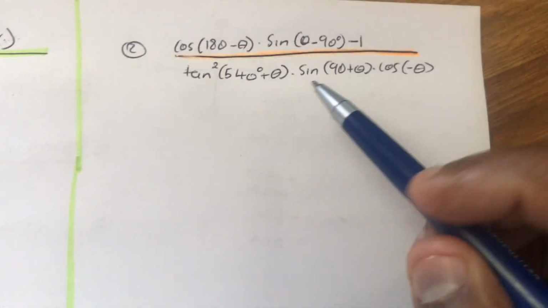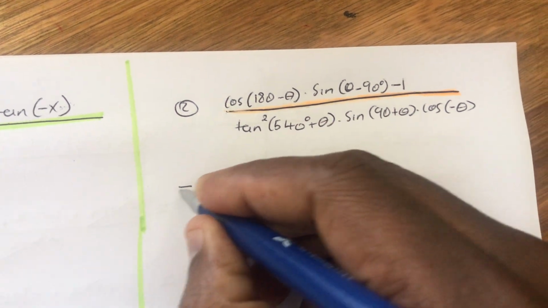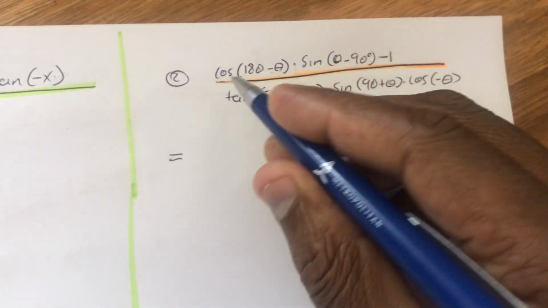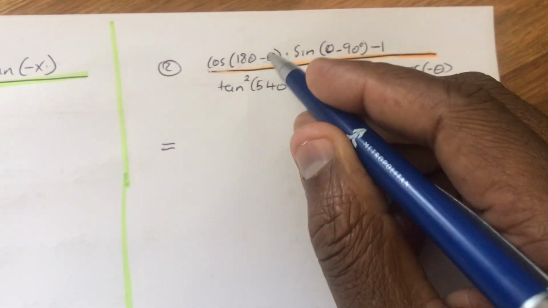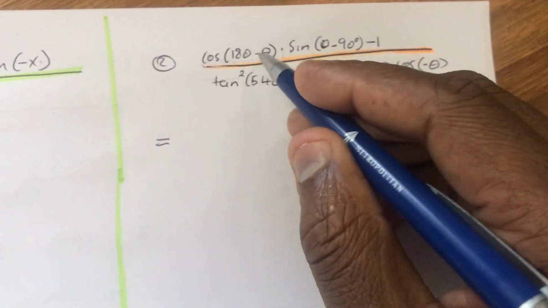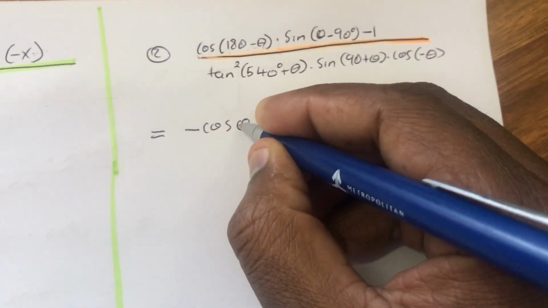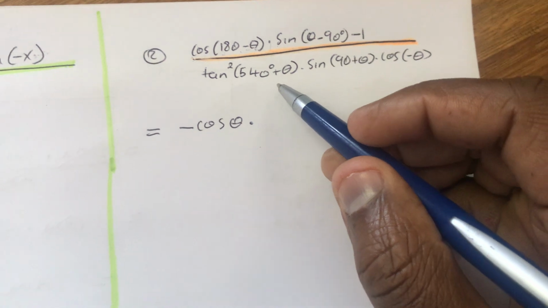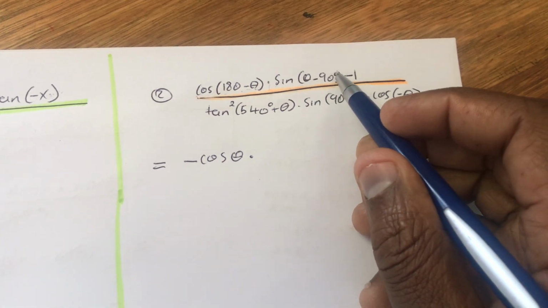Okay, let's try this one here. So this one, you are given the cos of 180 minus theta, multiplied by the sin of theta minus 90 degrees. The cos of 180 minus theta lies in the second quadrant, and cos is negative, so it's negative cos of theta.